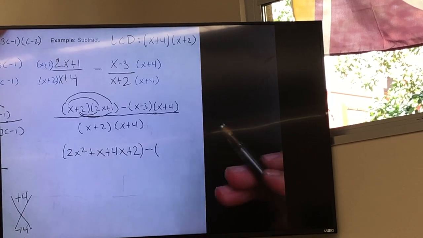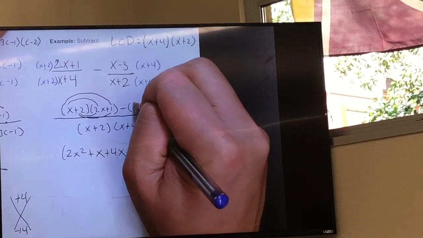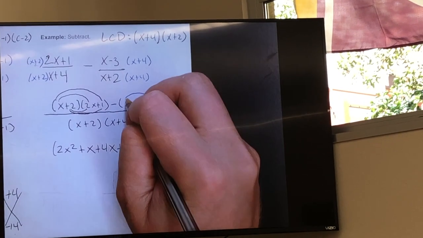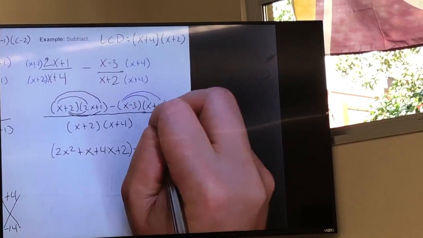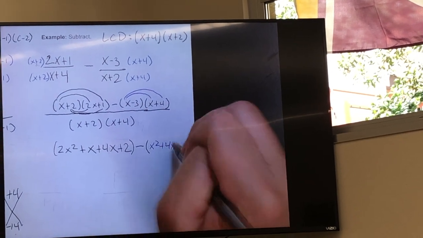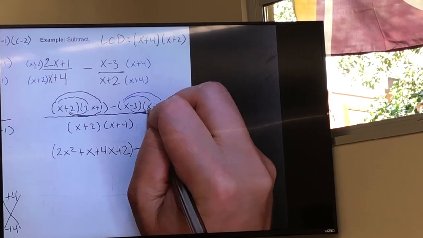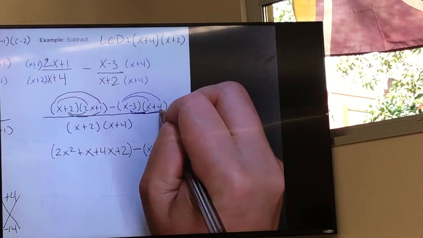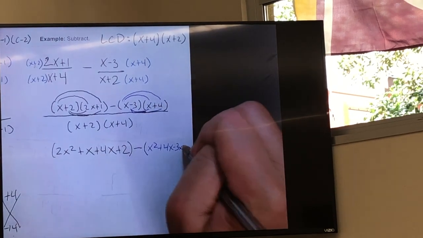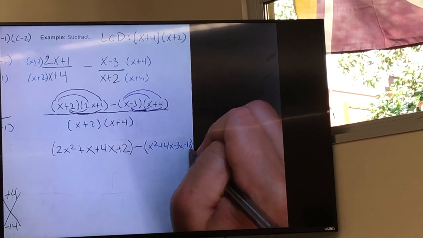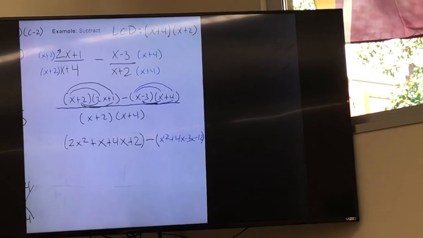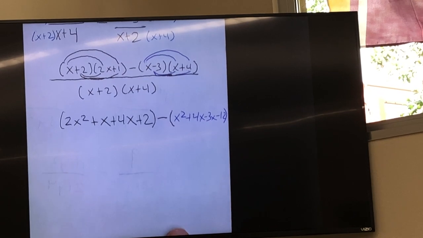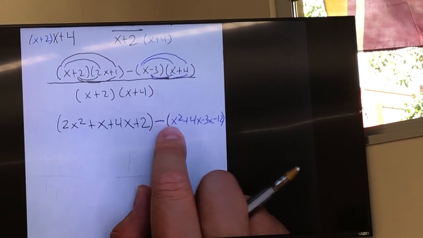And I'll do purple for this one to see it a little easier. My first times my first is x times x, which makes x squared. My outsides are x times 4. My insides is negative 3 times x. And then my last times my last is negative 3 times 4, which makes our negative 12. Okay? Now I'm going to zoom in a tiny bit here. What we're going to do right now is we're going to go ahead and distribute that negative to all of these.